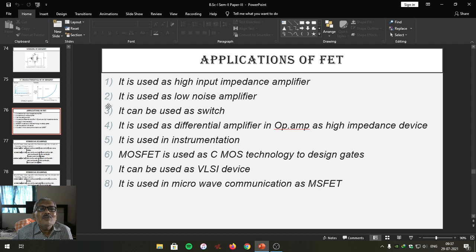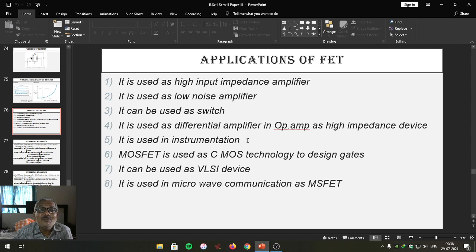No doubt, FET is going to be used as a switch. Like BJT, FET is also going to be used as a switch because it is to be operated in the cutoff region and also in the saturation region. FET is used as a differential amplifier in operational amplifier as a high impedance device. While constructing an operational amplifier as an integrated circuit, the first stage of the operational amplifier is a differential amplifier, and it is used as a high input impedance device.